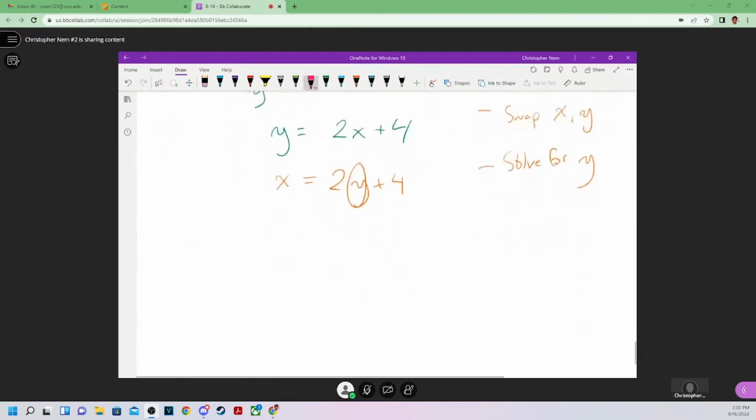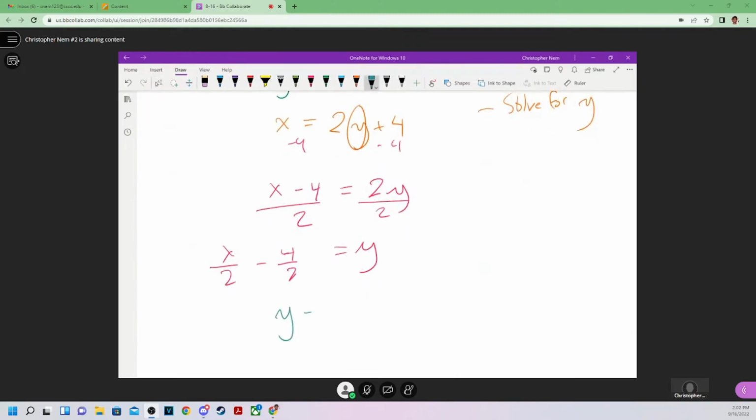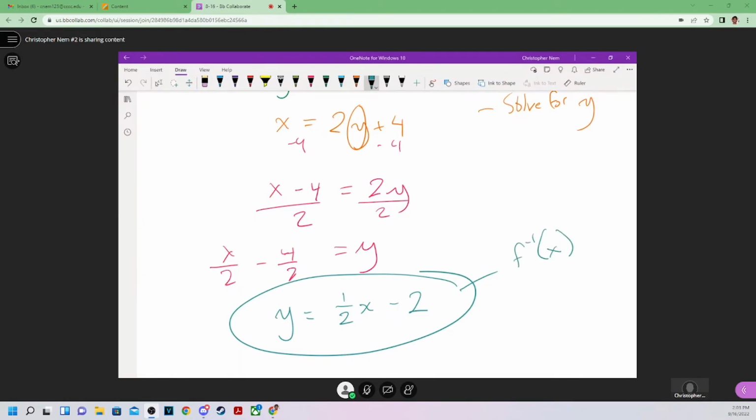Well, to solve for y, I've got to get rid of this plus 4, so I subtract 4 from both sides. So I get x minus 4 equals 2y. And I divide both sides by 2. So I get y is equal to x over 2 minus 4 over 2, which is the exact same thing as saying y is equal to one half x minus 2. This is f inverse of x. So we're able to find the inverse function.